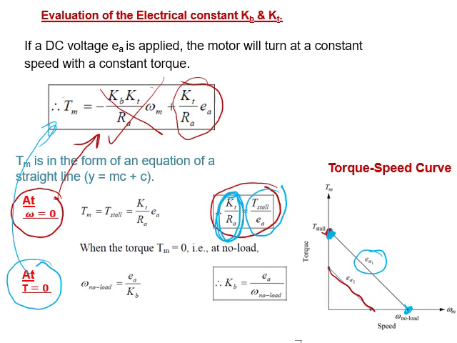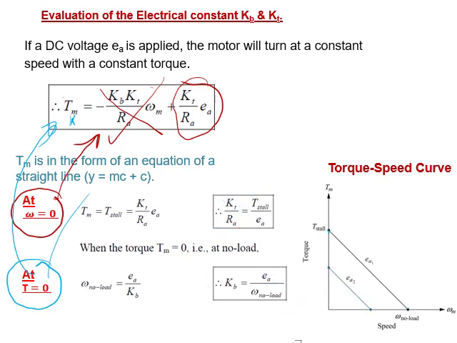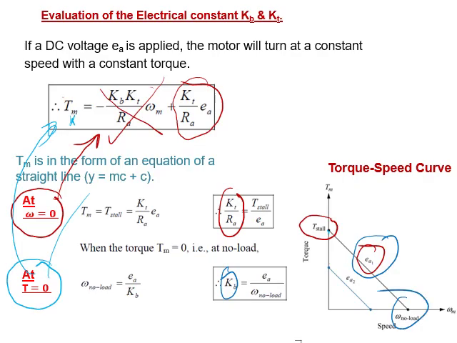So when I consider T in this equation equal to 0, we will rearrange the equation to find that Kb is equal to Ea over omega no load. So now the constants are to be calculated as Kt over Ra equal to T stall over Ea, the maximum. And if I want to calculate Kb, it's equal to Ea over omega no load.